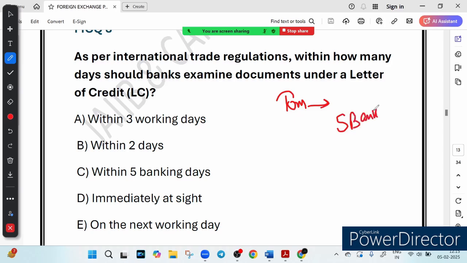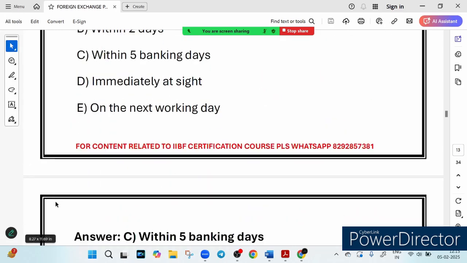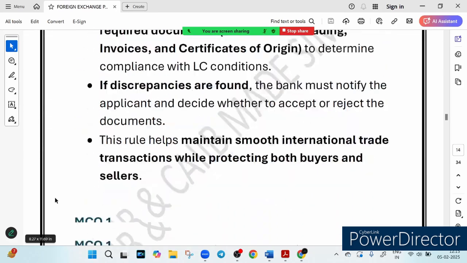5 banking days, this is the keyword. The bank has 5 banking days to verify if everything matches the letter of credit terms. If there is an issue, the bank notifies Tom in time for him to address it, right? So that is why option C is correct. No need to see the other options because we know the correct answer. Now let's see the next question.